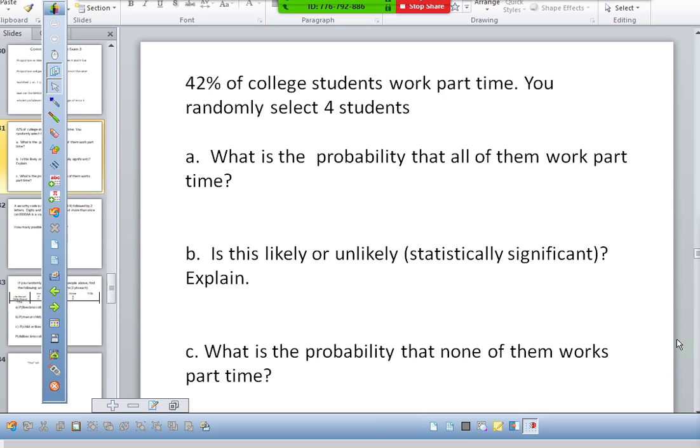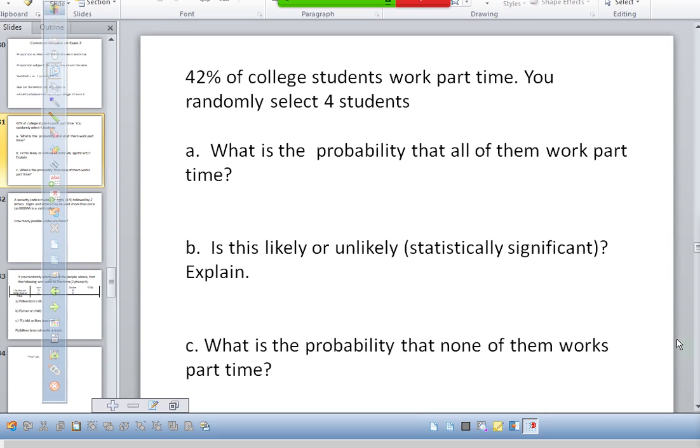42% of college students work part-time. You randomly select 4 students. What's the probability that all of them work part-time? Is this likely or unlikely? Explain. What's the probability that none of them works part-time?